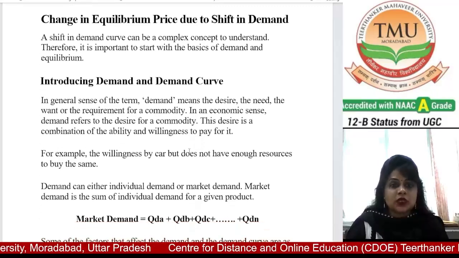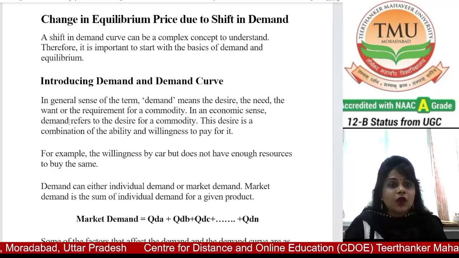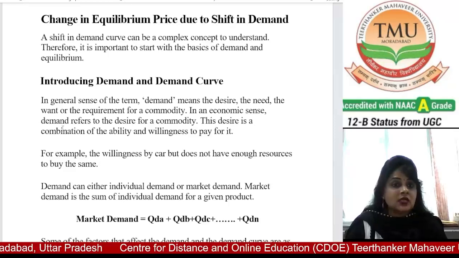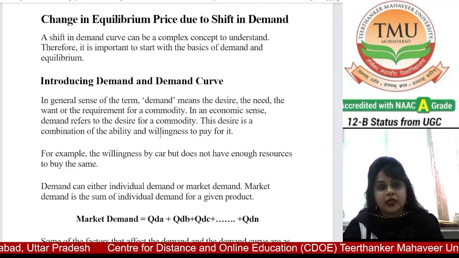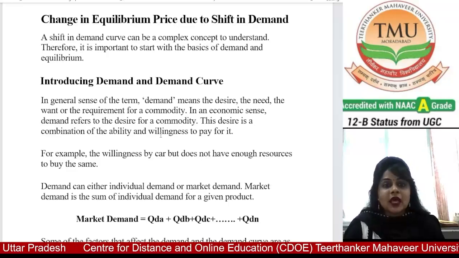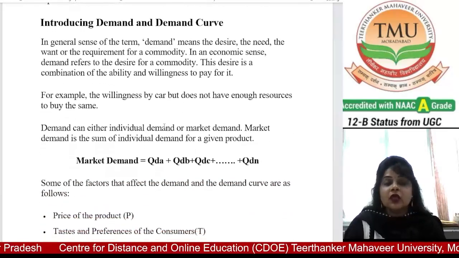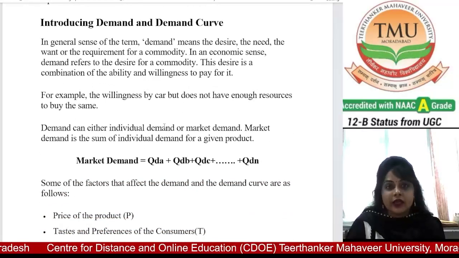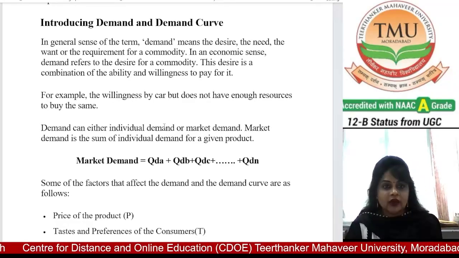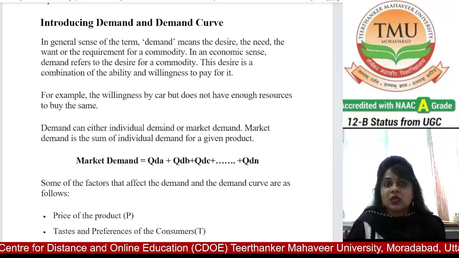In the general sense, demand means the desire, the need, the wants, or the requirement for a commodity. In an economic sense, demand refers to the desire for a commodity. If any consumer desires a commodity, this desire is a combination of the ability and willingness to pay for it. It means the consumer has the ability and willingness to pay. Only desire for a commodity is not enough. There should be the ability and willingness to pay for this commodity.